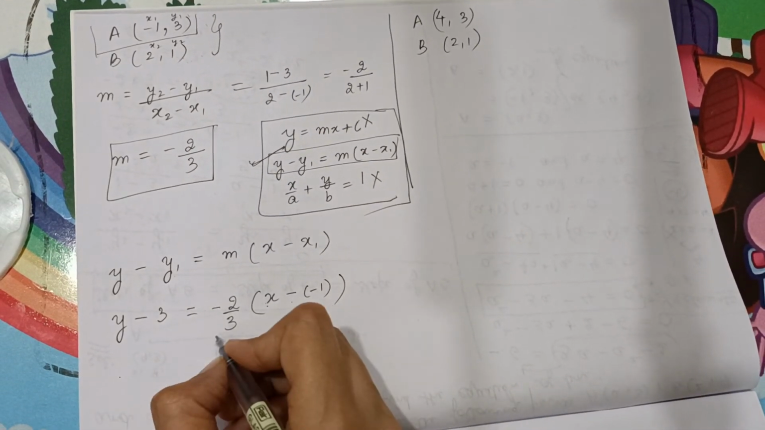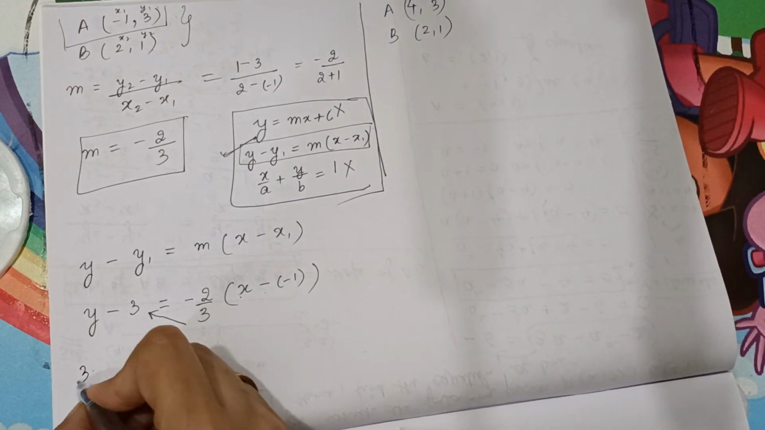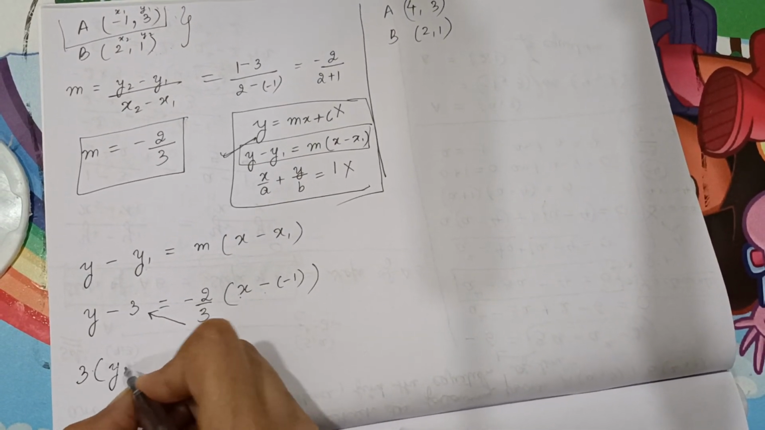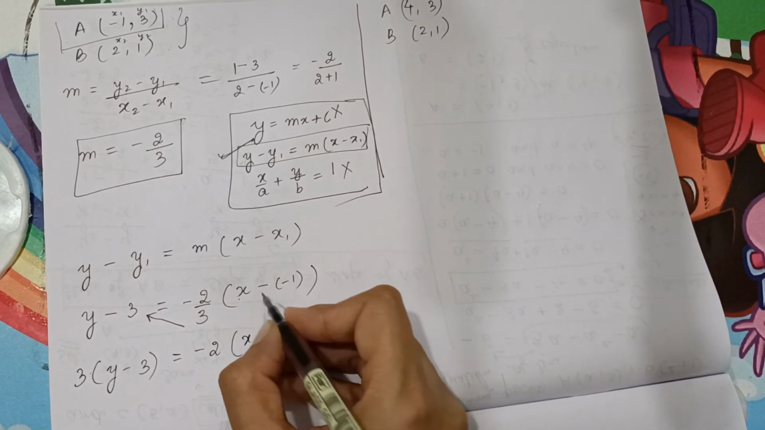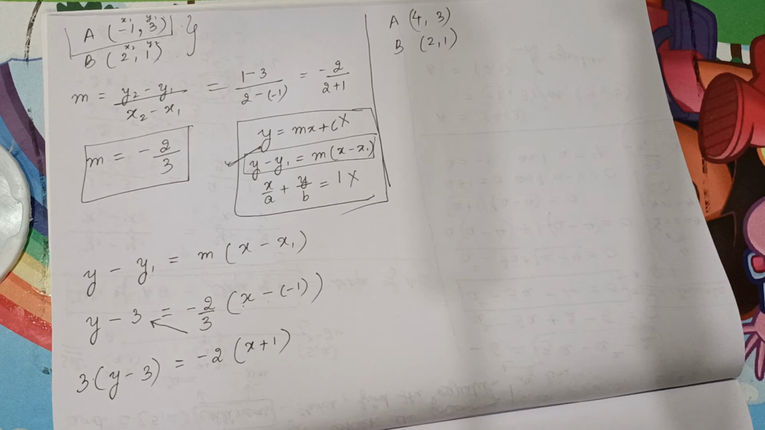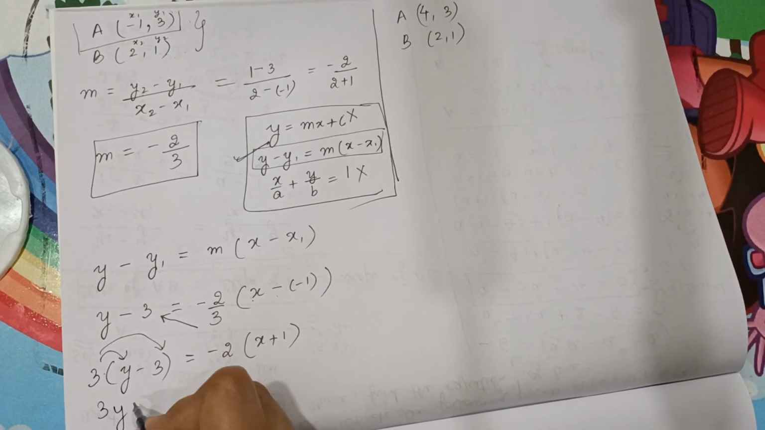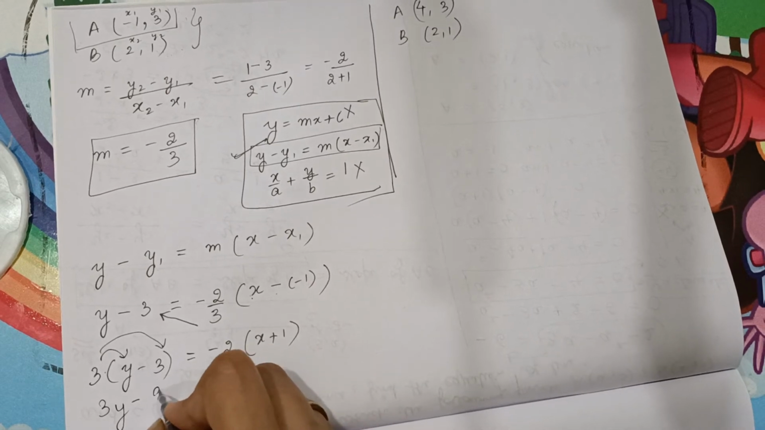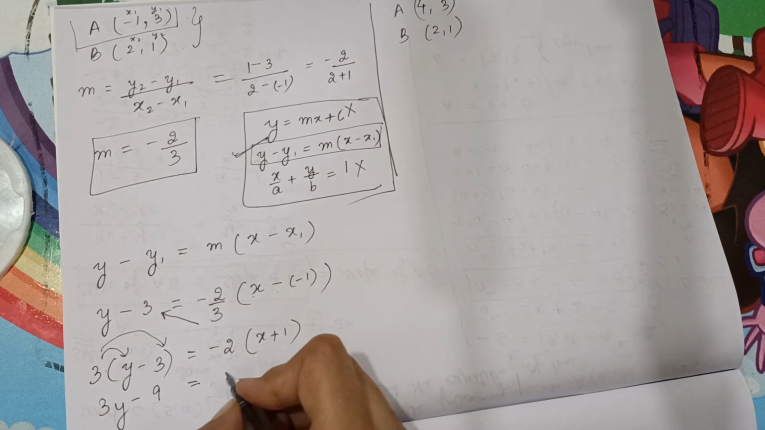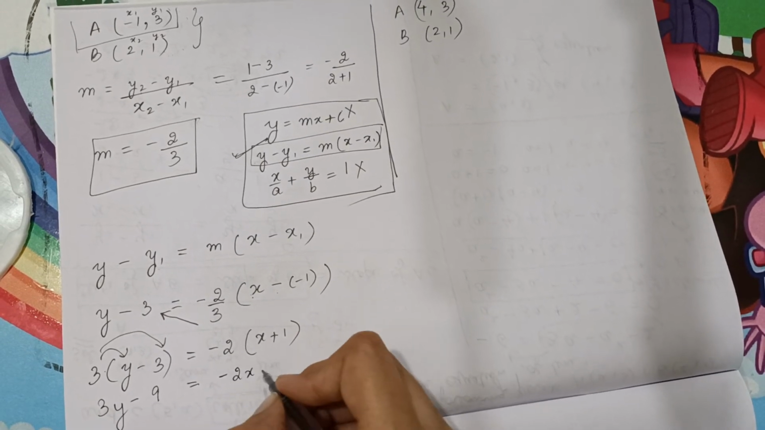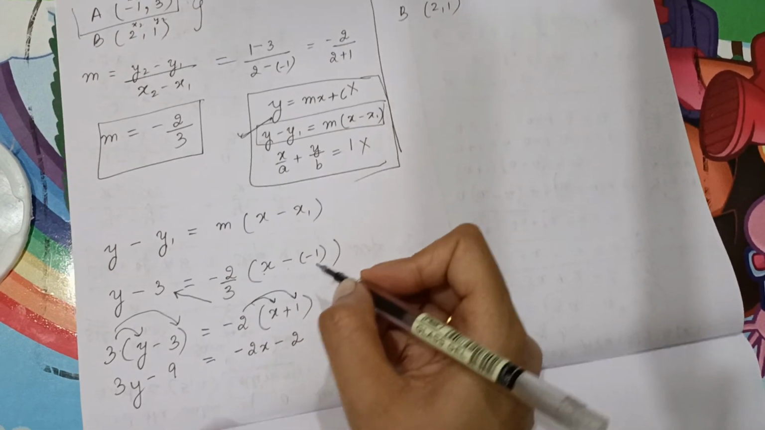Let's shift 3 to the other side, so it will get multiplied. 3 into y minus 3 equals minus 2 into x minus minus, plus 1. This we can multiply: 3 into y, 3y, minus 3 into 3, 9. This side also we can multiply: minus 2 into x, minus 2x, minus 2 into 1, minus 2. So this I have multiplied.